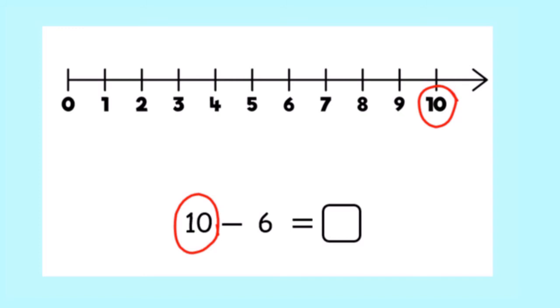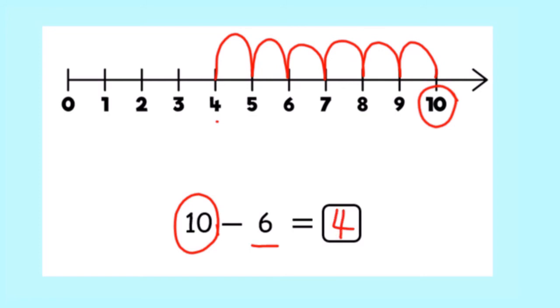I am subtracting 6, so I am counting back 6 because we are subtracting by counting back. Let's do 6 jumps. 1, 2, 3, 4, 5, 6. Where did I land? I landed on the number 4. So the answer is 4. So my number sentence reads 10 subtract 6 equals 4. Well done. Super subtracting, everyone.